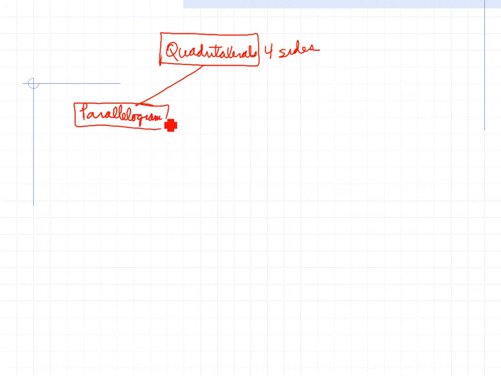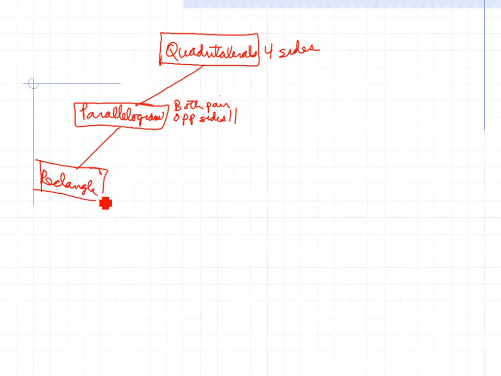Again, we want to hurry and get through this. What key idea about parallelograms? Both pairs of what? Sides. Opposite sides parallel. Both pairs of opposite sides have to be parallel. Off a parallelogram, we had a branch that went to what? Rectangles. What was the key idea about a rectangle? 4 right angles.